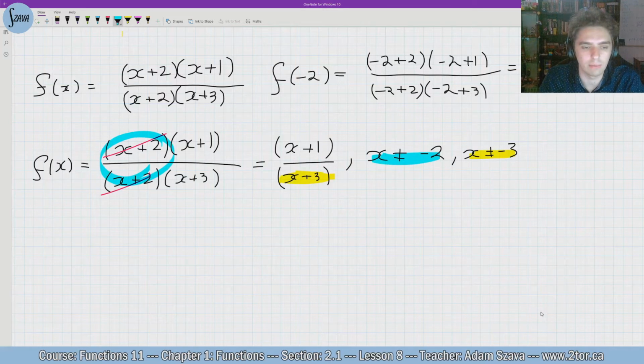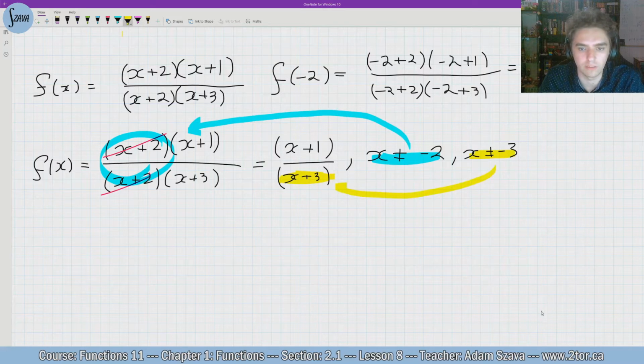We get that from our cancellation, right? This restriction comes from the cancellation. This restriction just comes from the fact that we still have an x plus 3 in the denominator, which tells us that x cannot equal -3, because if it did, that would be -3 plus 3. That would be 0 in the denominator.